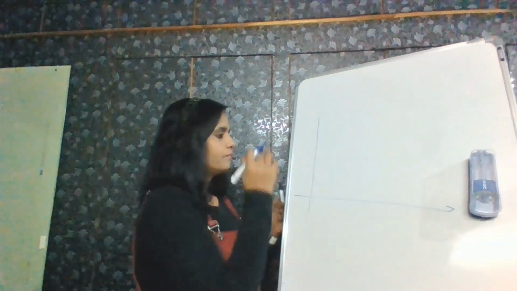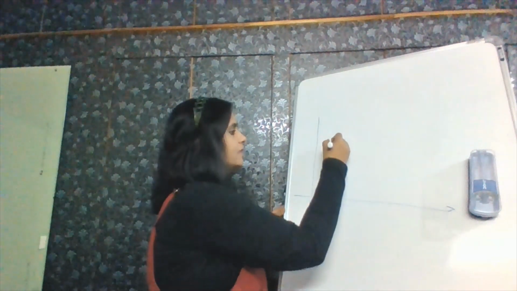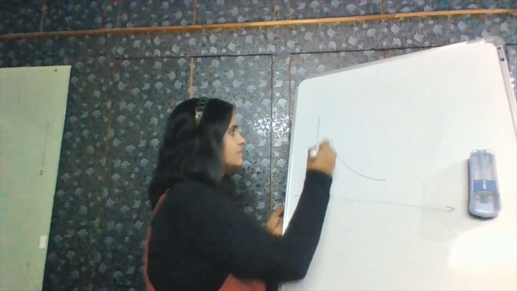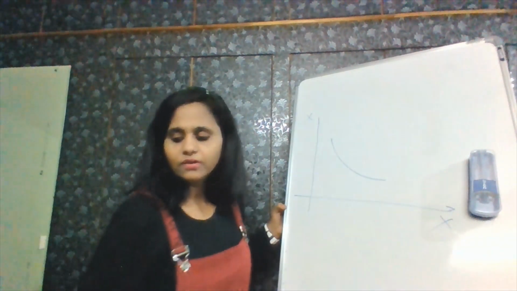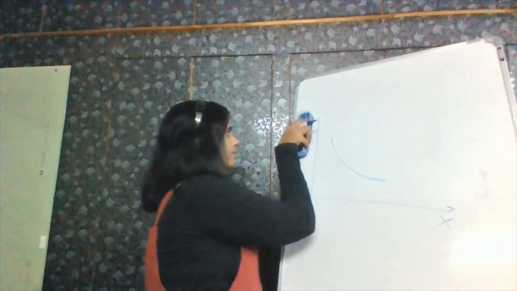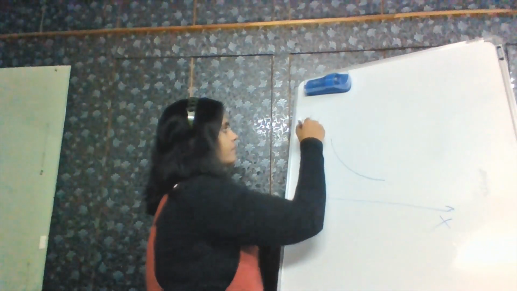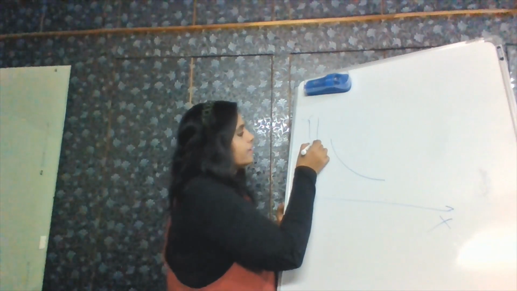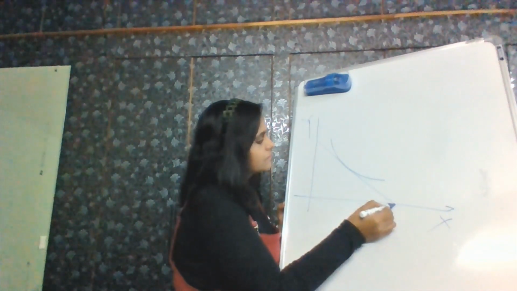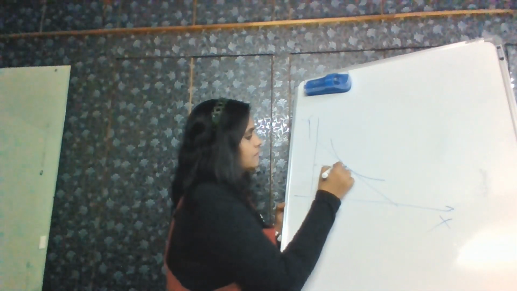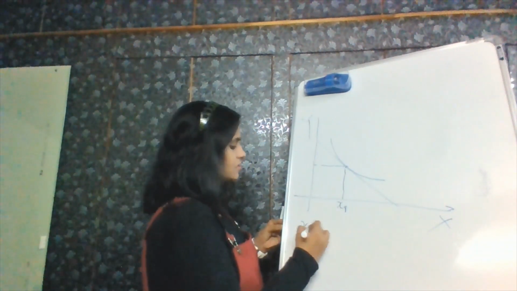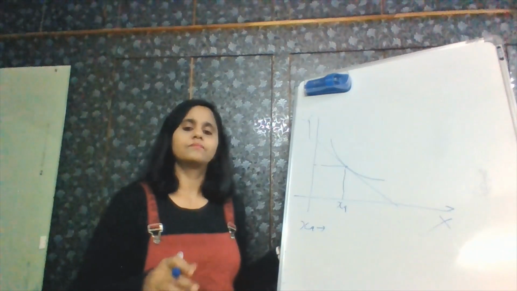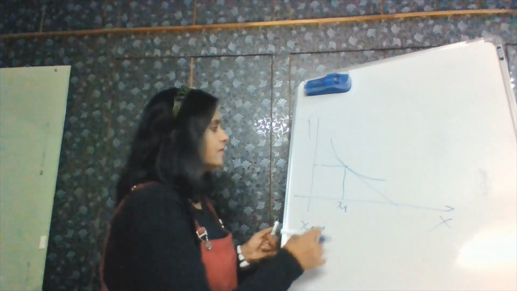So this is your initial indifference curve, the same thing we had seen in Hicksian. This is your X good, this is your Y good. And this was your income constraint. Consider this is XA. So XA was your initial equilibrium goods demand.